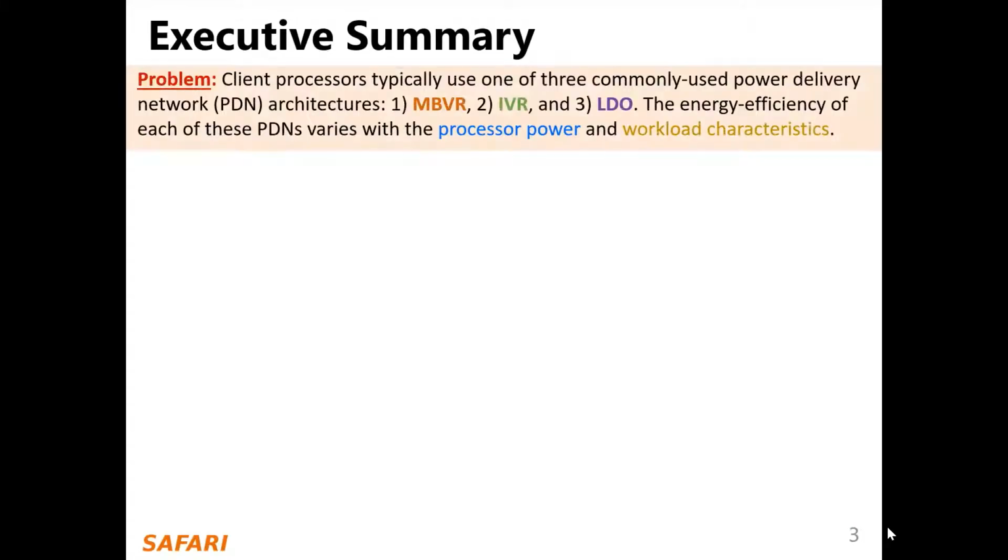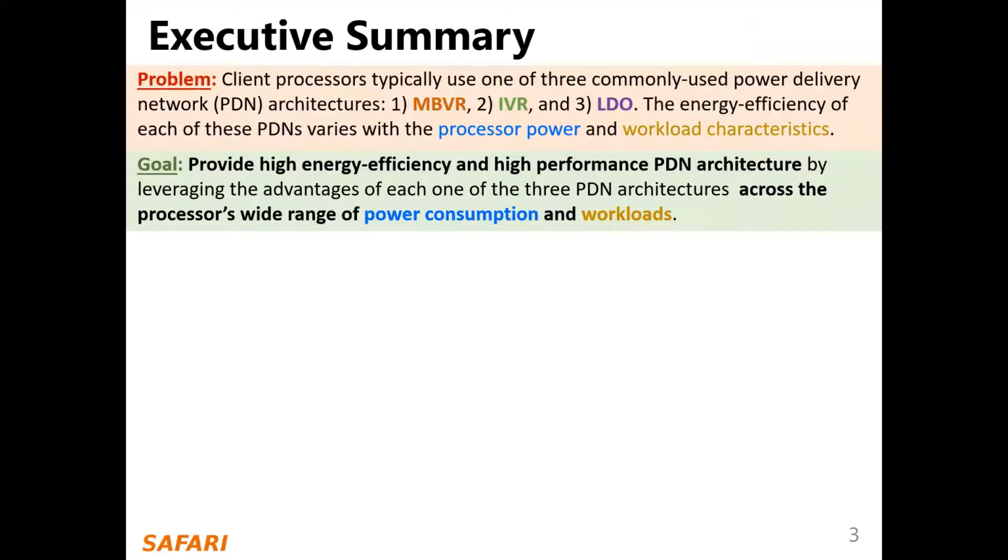Client processors typically use one of three commonly used power delivery network architectures: motherboard voltage regulators, integrated voltage regulators, and low-drop output voltage regulators. The energy efficiency of each of the three PDNs varies with processor power and workload characteristics. Our goal is to provide a high energy efficiency and high performance PDN architecture by leveraging the advantage of each one of the three PDN architectures across the processor's wide range of power consumption and workloads.